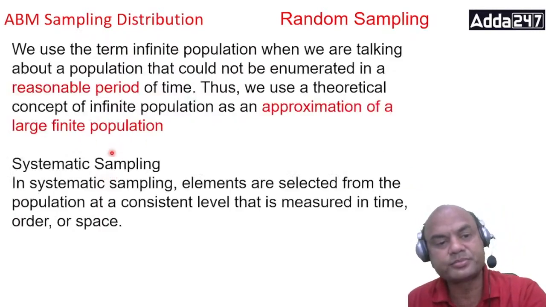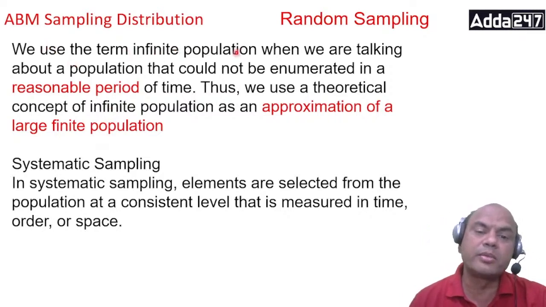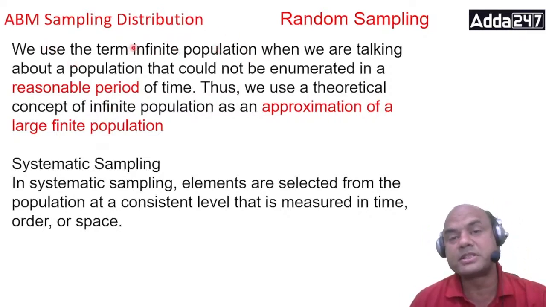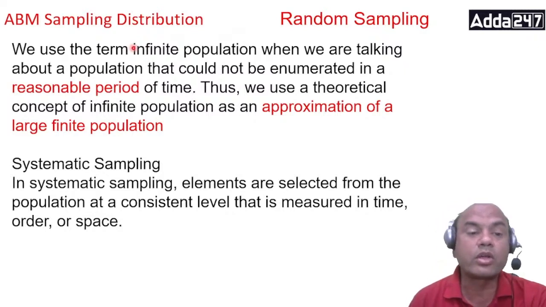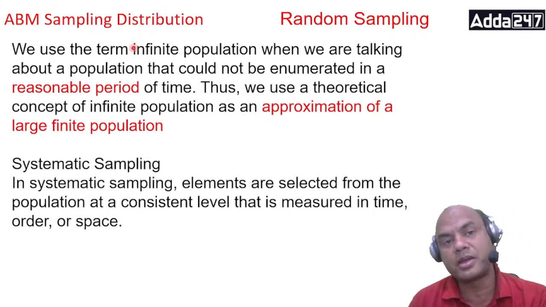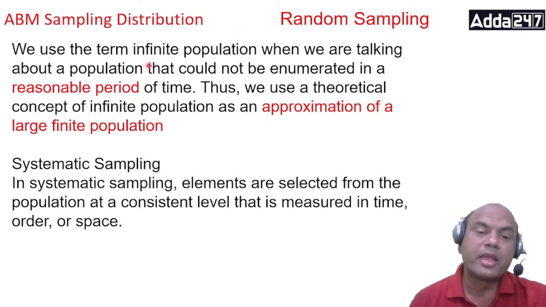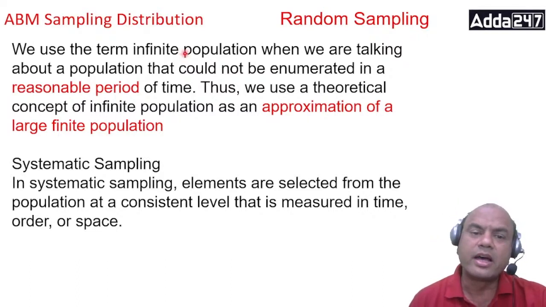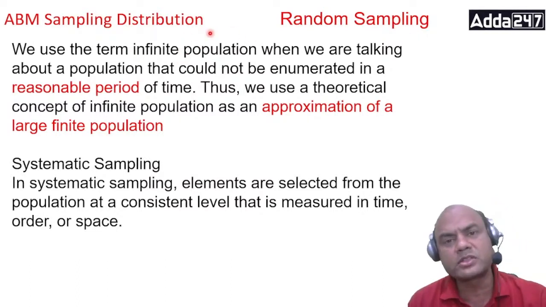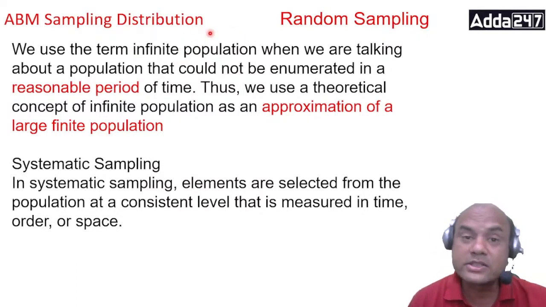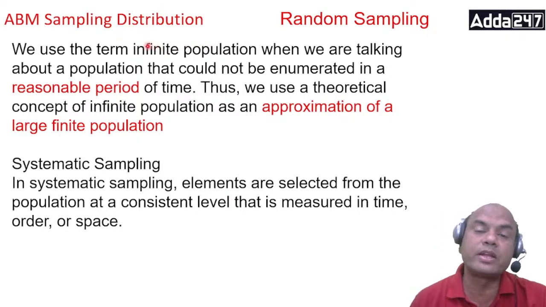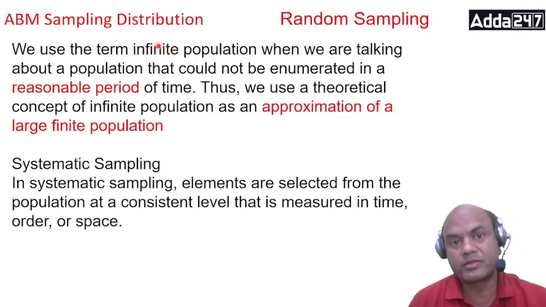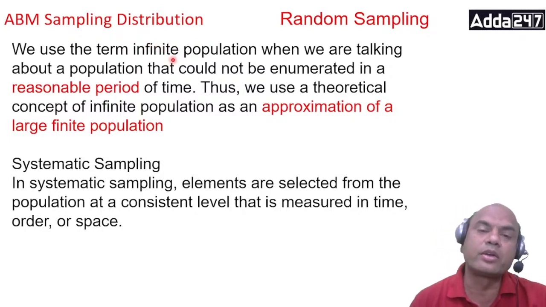And this is with. We use the term infinite population, because this term is asked in the exam, when we are talking about a population that cannot be enumerated in a reasonable time period. Now what do you mean by infinite? Suppose I say 1 lakh population, I can call that infinite. I say 1 crore population, I can call that also infinite, although it is countable. What is the real meaning of infinite? Which cannot be counted.